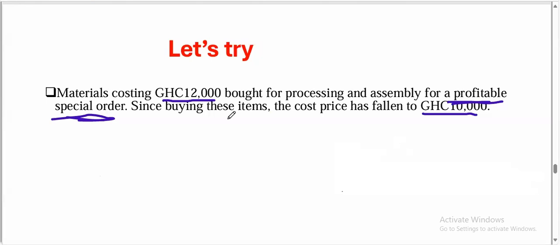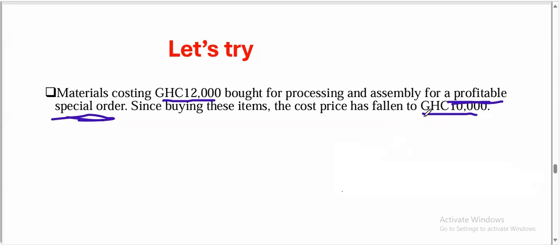Another reason is that the rule is that we have to value inventories using the lower of cost and net realizable value, not the lower of cost and replacement cost. So this 12,000 is the cost, this 10,000 is the replacement cost, not the selling price. It says since buying the items, the cost price has fallen to 10,000. So if you should buy a similar material right now, it will cost you 10,000. Don't forget, not the NRV. Are you following?